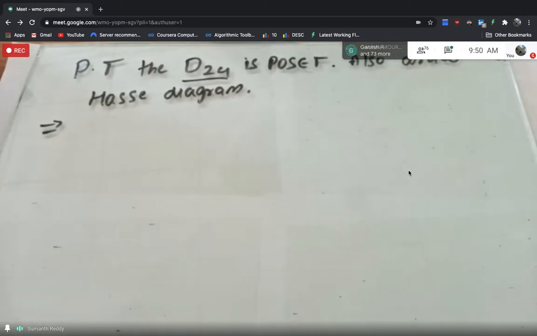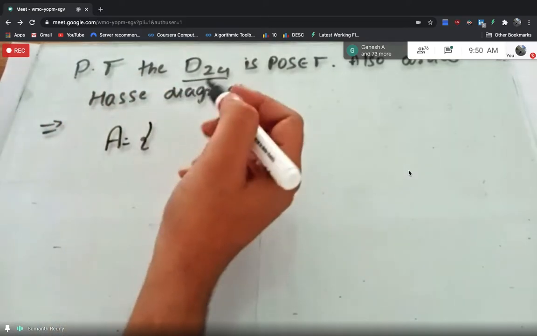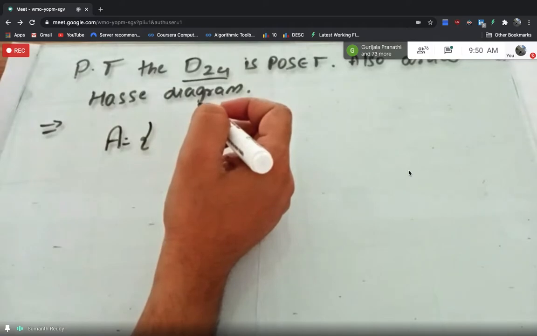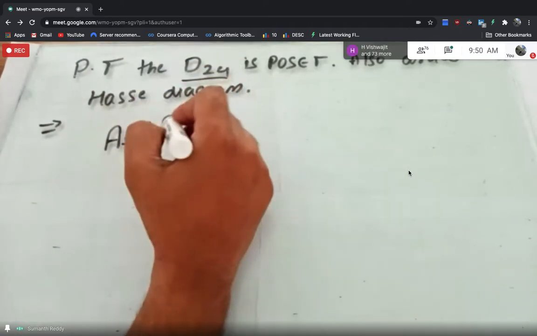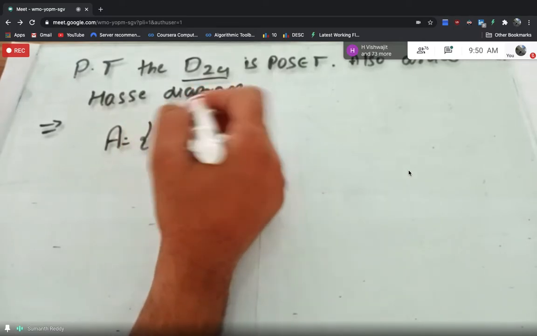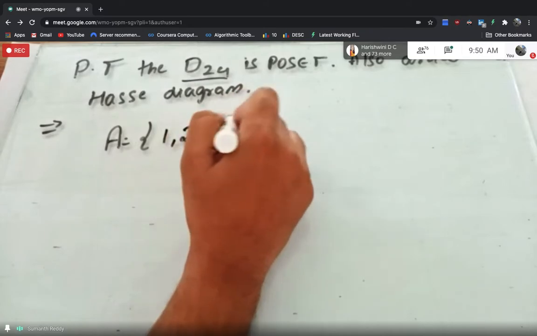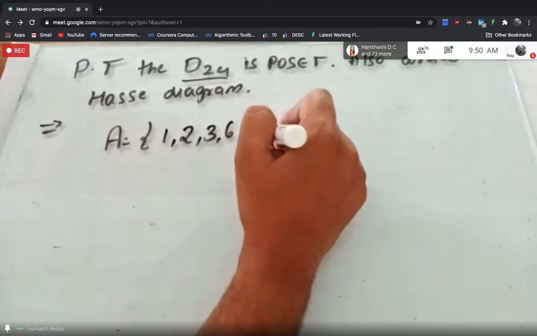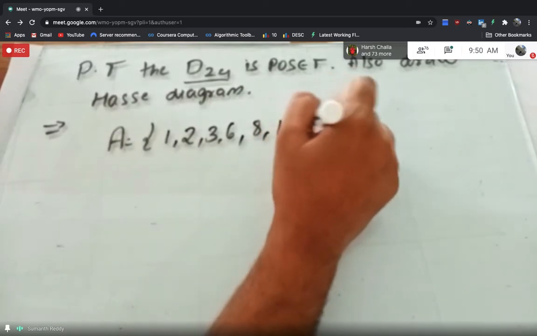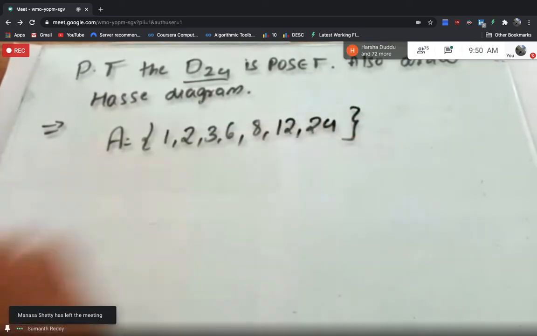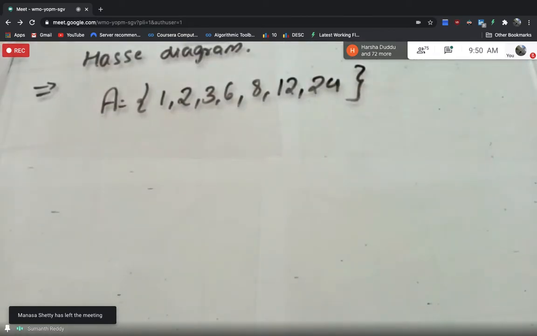So now, in order to write the Hasse diagram, as I have told you, here he has not given the set of elements. In this case, first you have to write the set of elements. For that, you have to consider all the positive divisors of 24. So it will be 1, 2, 3, 6, 8, 12, and 24.